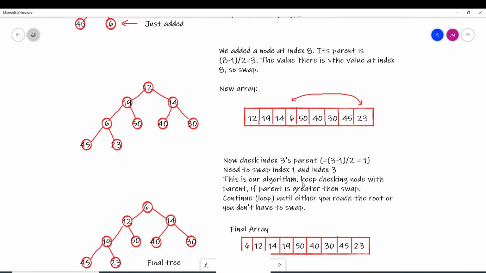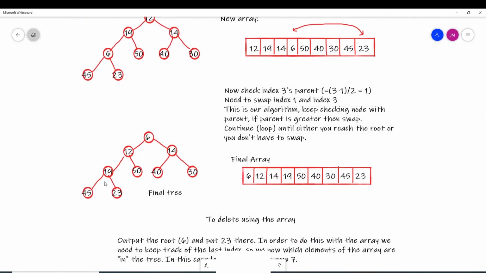And this is our algorithm. Keep checking the node with the parent. If the parent is greater, then swap. And we continue until either we reach the root or we do not have to swap anymore. That allows us to break out of our loop. So we can see here it's a loop. We add at the end, we keep going up, checking the parent, and if the parent is greater than the node we just were considering, then we swap. And this is our final tree, and this is our final array.